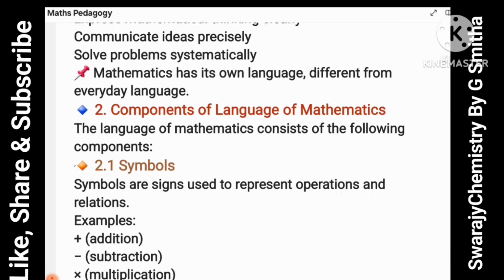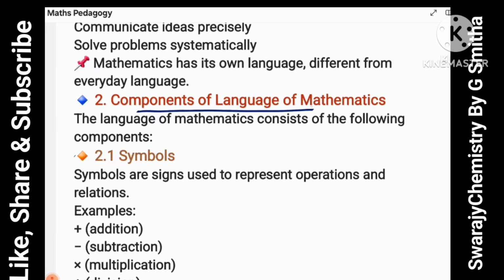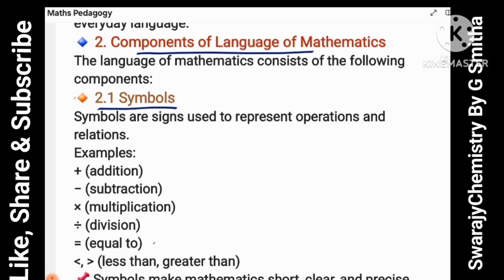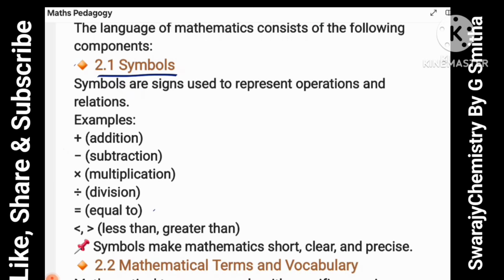The next concept is components of language of mathematics. Now let us understand the main components of the language of mathematics. The first component is symbols. Symbols are the signs used to represent operations and relations. For example, plus is used for addition, minus is used for subtraction, multiply is used for multiplication, divide is used for division, equal is used to express equal to, and less than or greater than symbol is used for comparison. So these symbols make mathematics short, clear and precise.